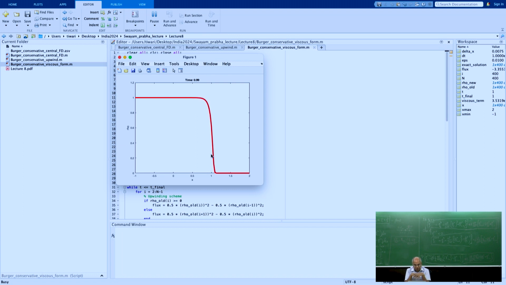Now let us come to the end of the simulation. Even with very small epsilon and 100 points, we are getting a better solution.